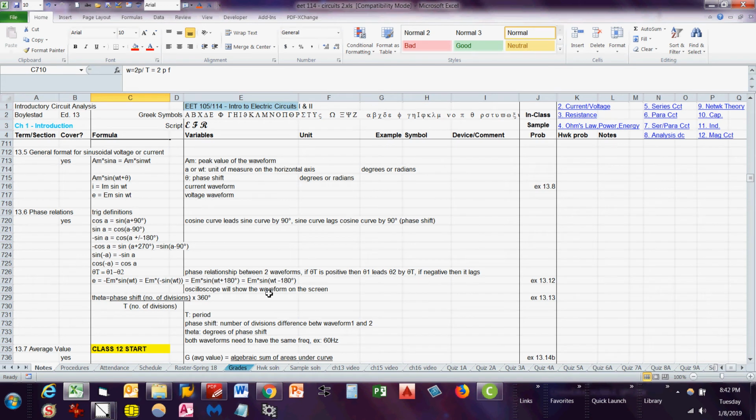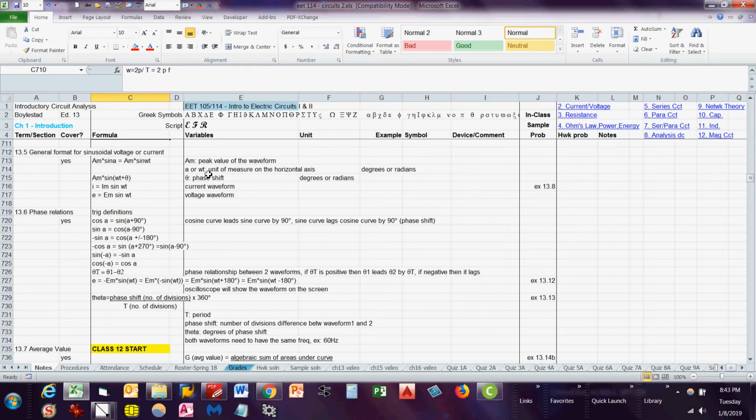Chapter 13, Sinusoids continued. We have the general format for a sinusoidal voltage or current. It's A sub m times the sine of A, which is equal to A sub m times the sine of omega t. A sub m is the peak value of the waveform. So when the waveform's going up and down like this, it's the top or the bottom of the waveform. The bottom is usually below the zero axis, so it's going to be negative.